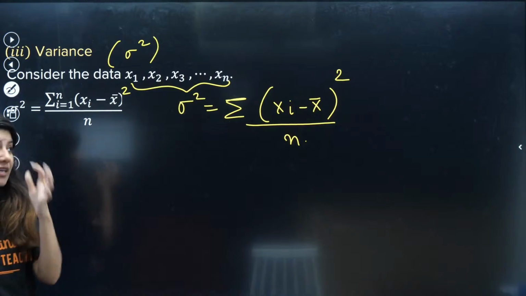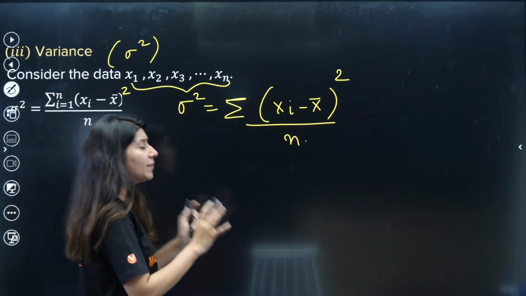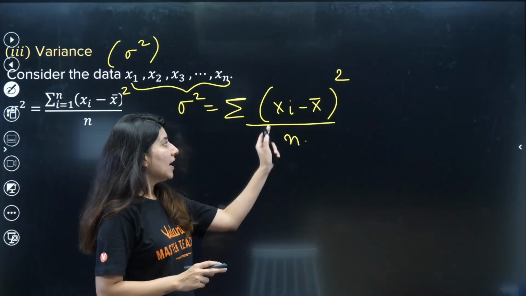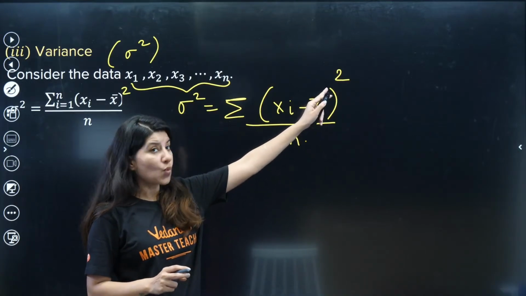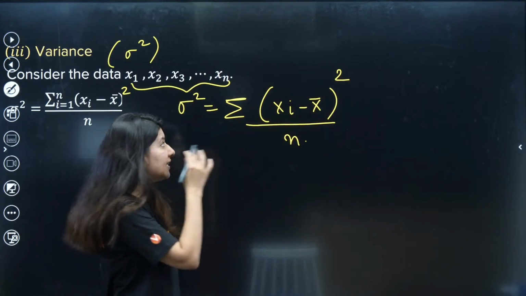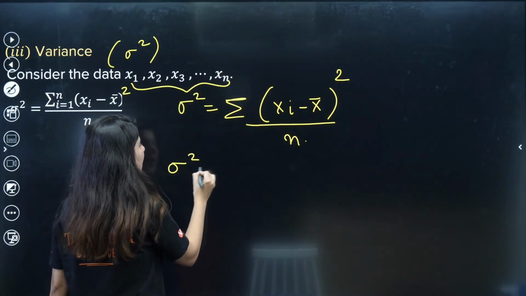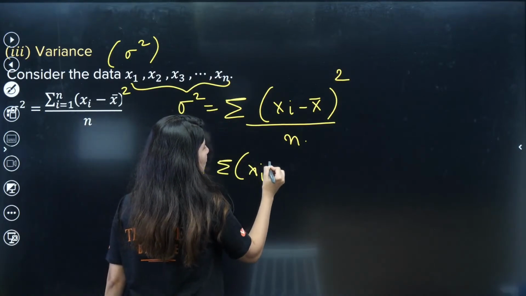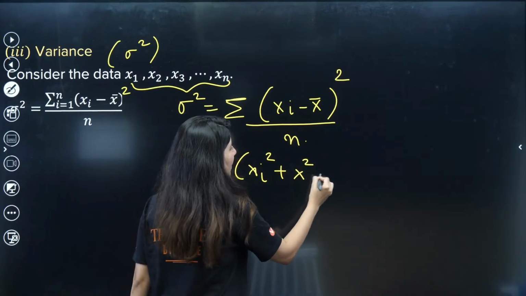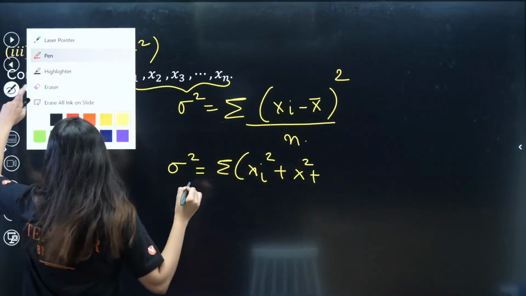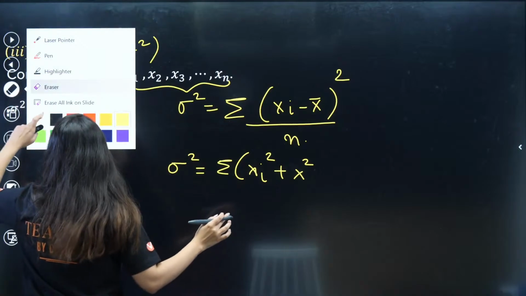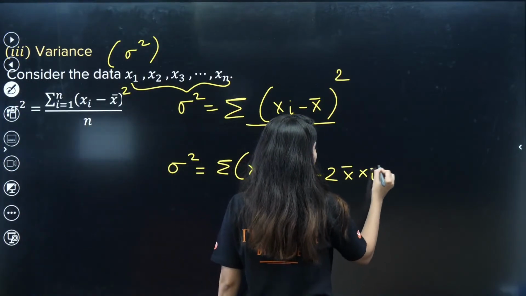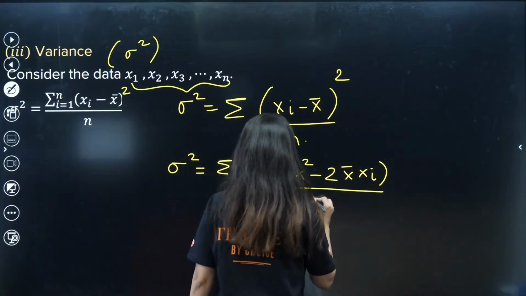Yes? Okay, so we have to solve this, we have some derivation. So we have basically two formulas for variance. One is this, right? Sigma xi minus x bar square whole upon n. Another is, calculate, open the square, expand the square. If you expand the square, that would be what? Xi square plus x bar square minus twice x bar xi, whole upon n.